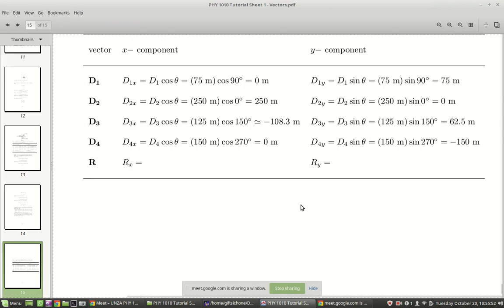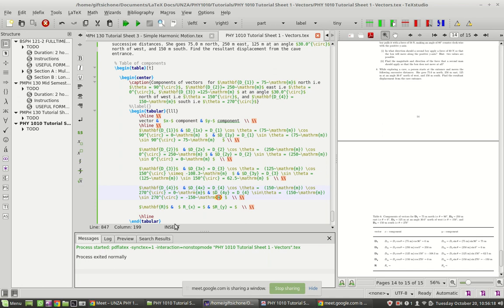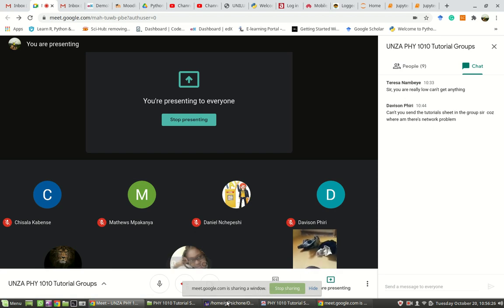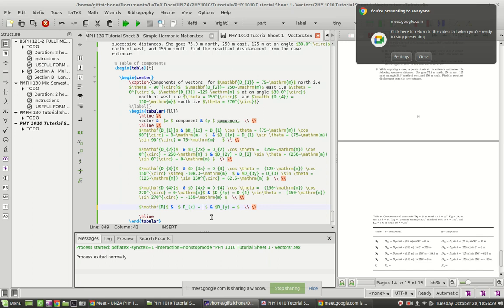Okay. So it looks like we have managed to get all the components: D1x, D2x, D3x, D4x, D1y, D2y, D3y, D4y. The next bit is the resultant. How do we find Rx? By adding up all the x components. Which ones are those?